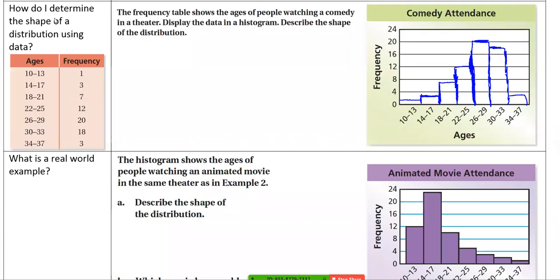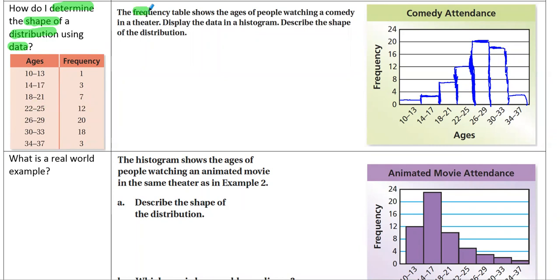All right, this is part 2 of 10.3, the shapes of distributions, and how do I determine the shape of a distribution using the data? It looks like we have a lot of ages. I don't even know what this is referring to yet, but these are the data I think we're going to be using in this table.